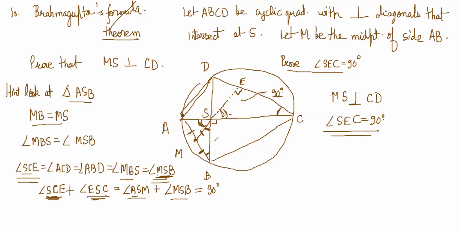Whenever you have right angle triangles and there is a midpoint, then it is the circumcenter. This is important to notice. In previous questions also we have used it once or twice. So this is Brahmagupta's theorem: for a cyclic quadrilateral with perpendicular diagonals, if you join the point of intersection of the diagonals with the midpoint of one of the sides, that line is perpendicular to the opposite side.